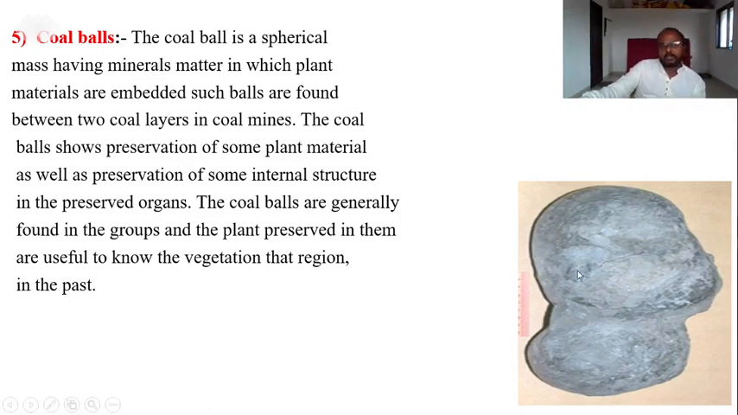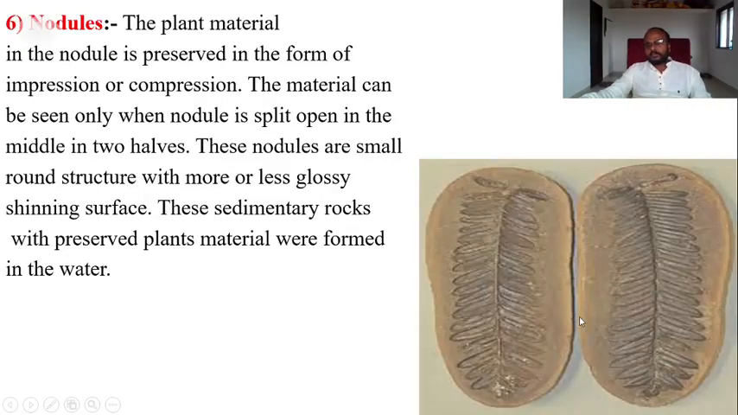So here this is the ball, and it is black colored, this is the coal ball. Then another specimen, that is the nodule. The plant material in the nodule is preserved in the form of an impression or compression. That means this nodule is a type of impression or compression fossil. That means the cellular detail or internal structure we cannot study with the help of the nodule. The material can be seen only when the nodule is split open in the middle into two halves.